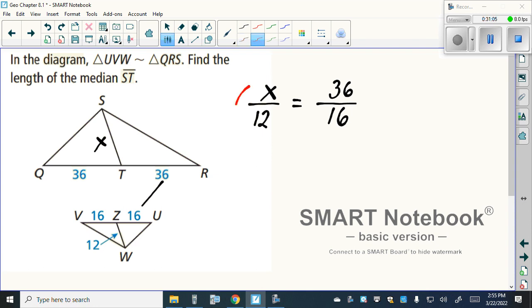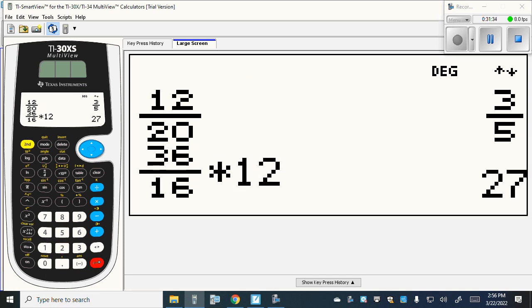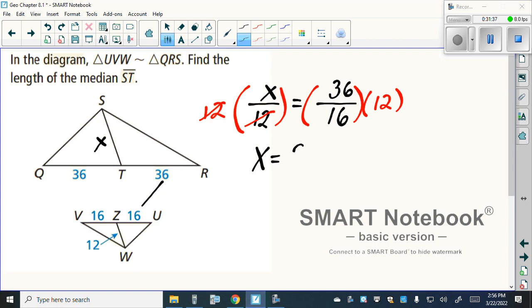Now our next step is to multiply both sides by 12. Here the 12 and 12 would cancel, telling us x is equal to 36 over 16. 36 over 16 times 12, and that's it. Any questions on this here?